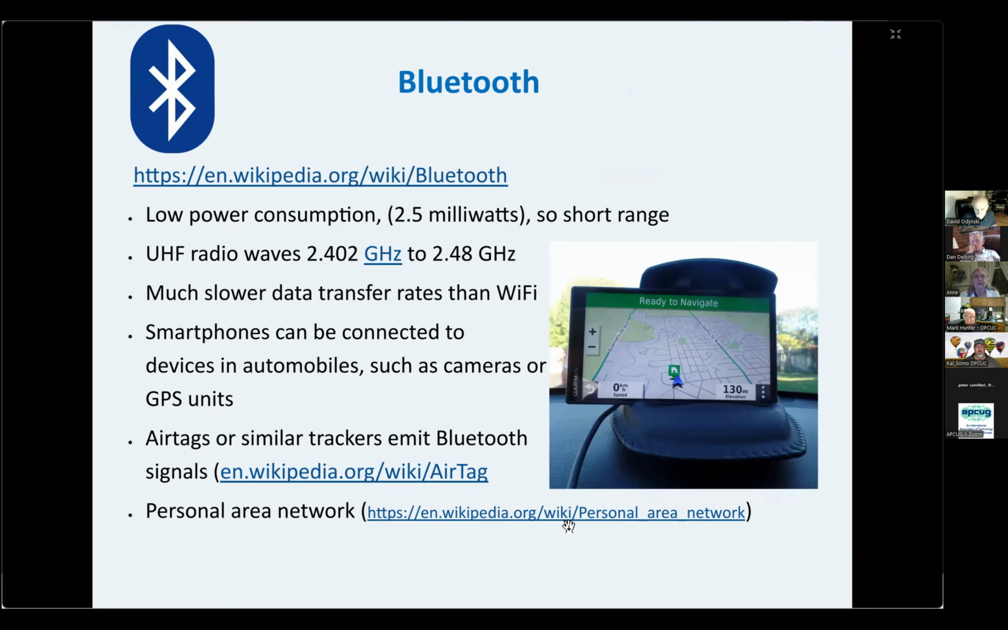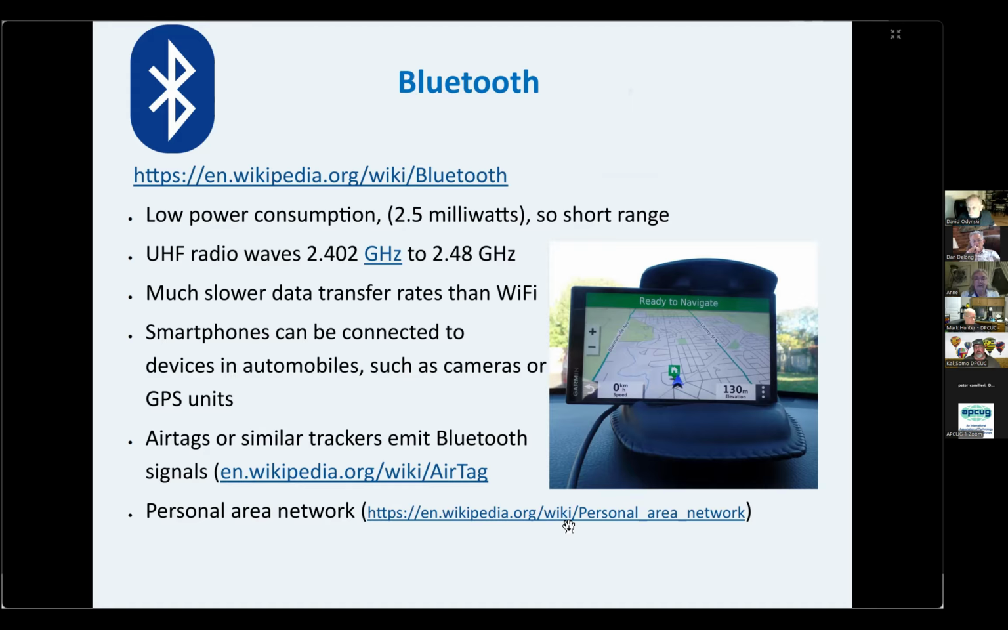Okay, so very short range, because of course the more power you have, the more your range goes up. And it's intended to be low power because they want short range for these things. So there's the UHF signal, gigahertz, that it uses. But it's much slower data transfer rates than Wi-Fi. You wouldn't want to use Bluetooth for some of these things like watching movies or something like that. But it can be connected to a lot of devices.